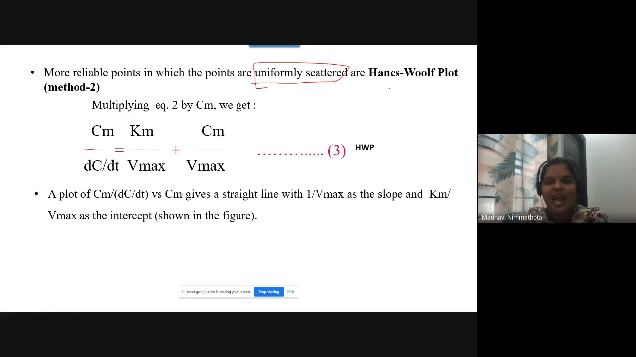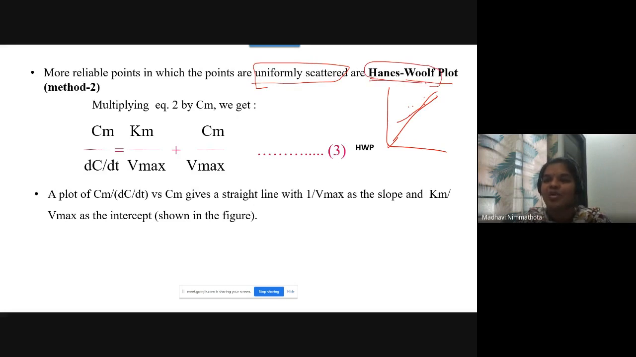What do you mean by scattering? See, this is the axis, no? So the points will be scattered like this. At least you can join 2 or 3 points, not all points, and then it will give you a straight line. That is what scattering is. So these are more reliable points, in which the points are uniformly scattered. This will be explained by Hans Wolf. He is one of the scientists.